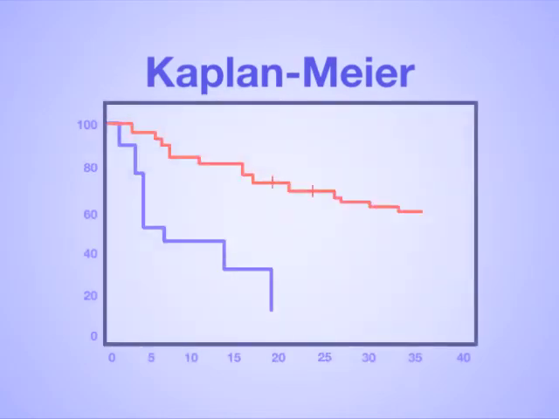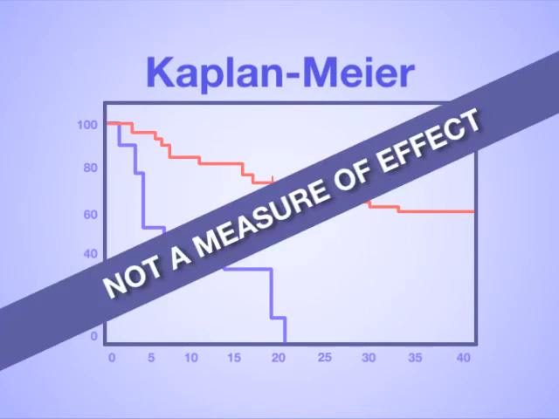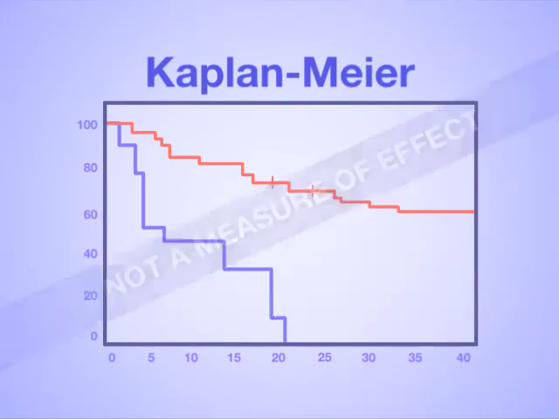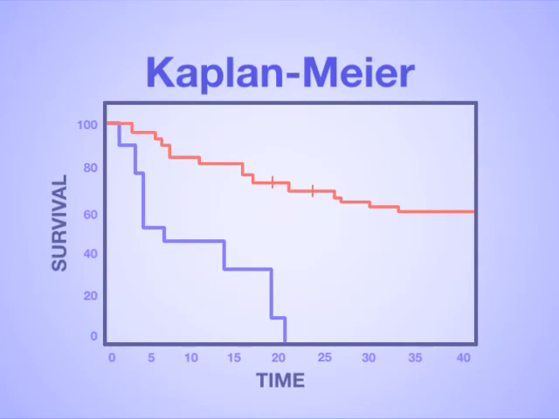Finally, let's talk briefly about the Kaplan-Meier plot, which is used in time-to-event analyses, but is not a measure of effect. It is also known as a survival analysis. A Kaplan-Meier plot shows time on the x-axis and survival on the y-axis. A line represents survival in each group, allowing us to visually compare them.